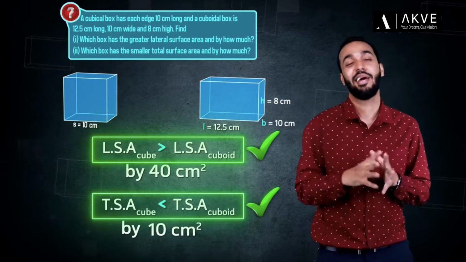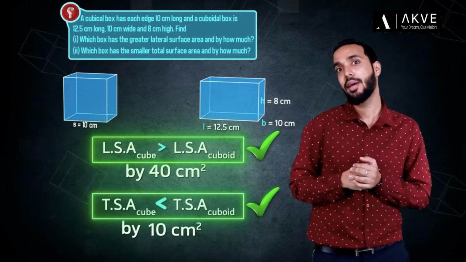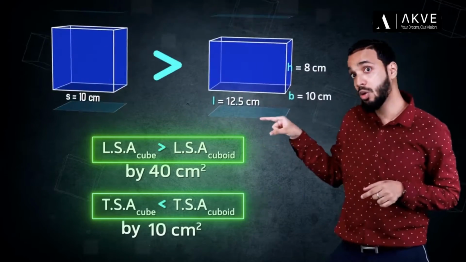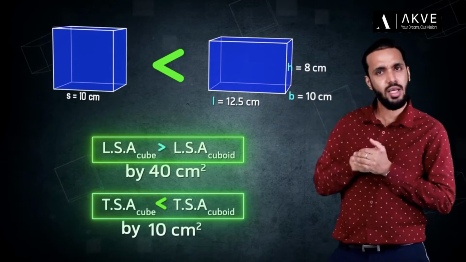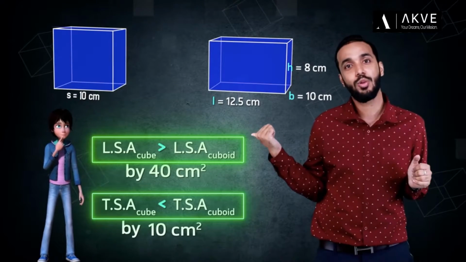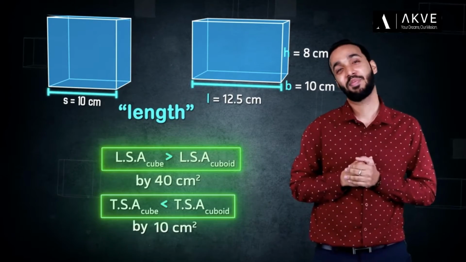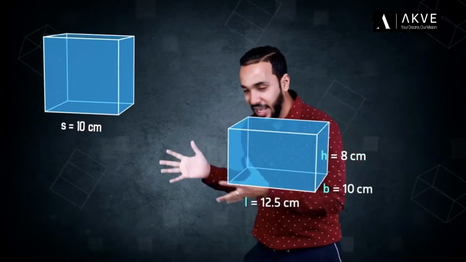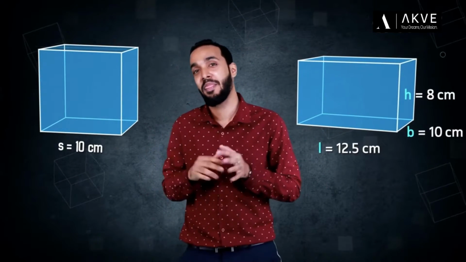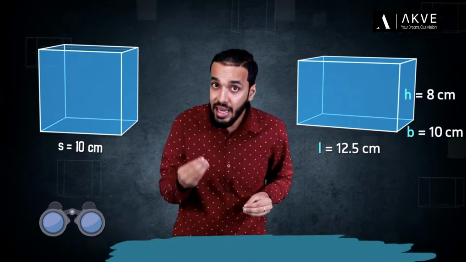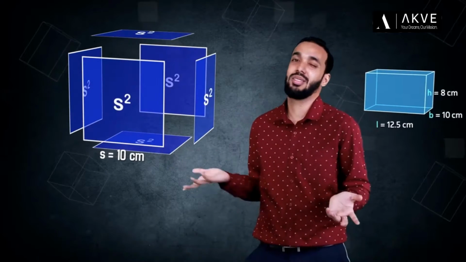Full marks to you. Now, looking at these answers, an interesting question comes to my mind. Why is it that the cube has a greater lateral surface area but a smaller total surface area? Are you curious about this too? Well, the answer in one word is length. Let me explain it to you by playing with these shapes. So here I have the cube and here the cuboid. Now, we need to find the area of each face of these two shapes. So, I'll begin with the cube because it's the easiest.